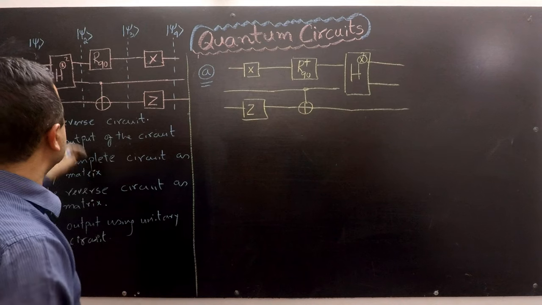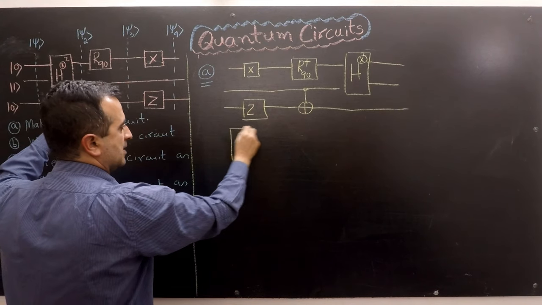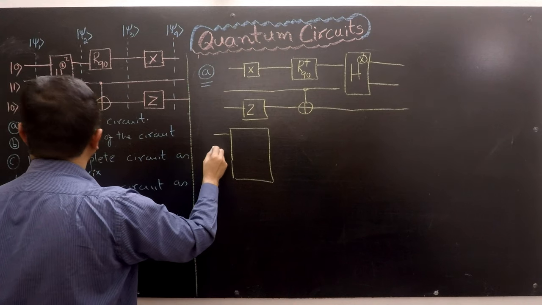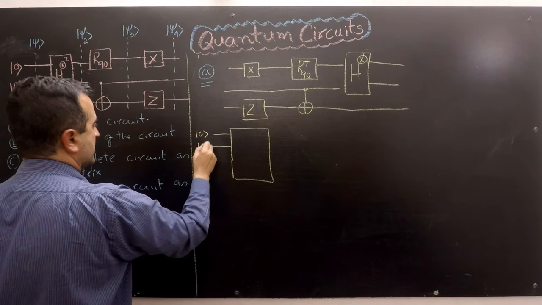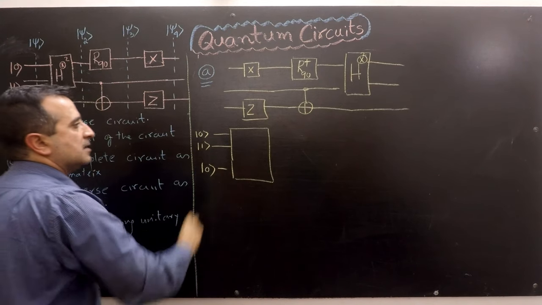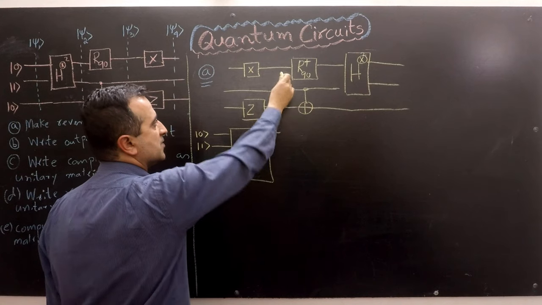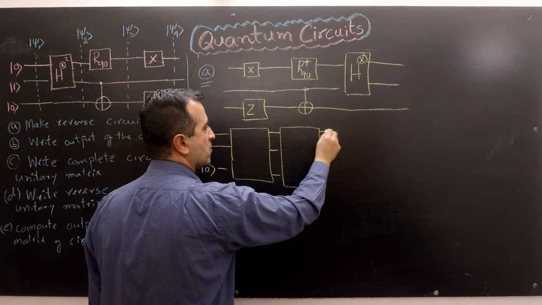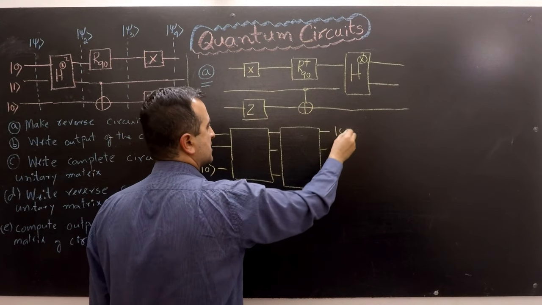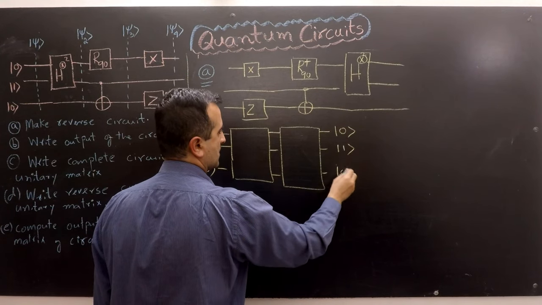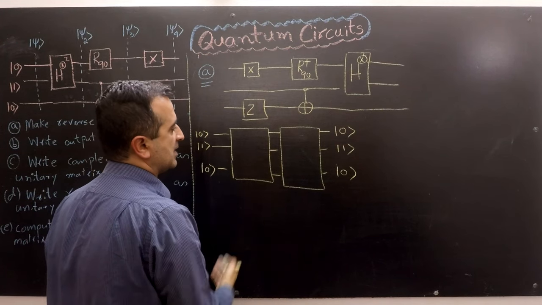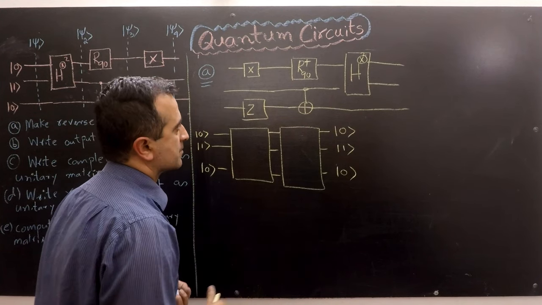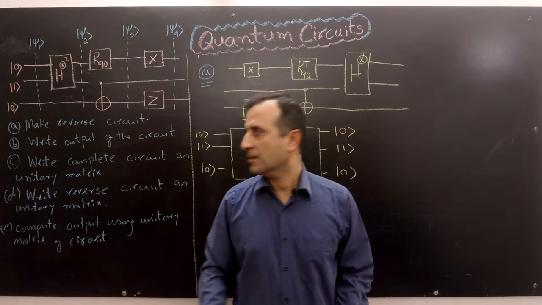It implies that if I start from this circuit, let's say this is the non-reverse circuit, and I give this circuit an input of ket 0, ket 1, and ket 0, and then I give the output to the reverse circuit, my final output of the reverse circuit will be once again ket 0, ket 1, and ket 0. Because these two circuits will cancel each other and act like an identity circuit, so the input will be equal to the output. So we are done with the first part.